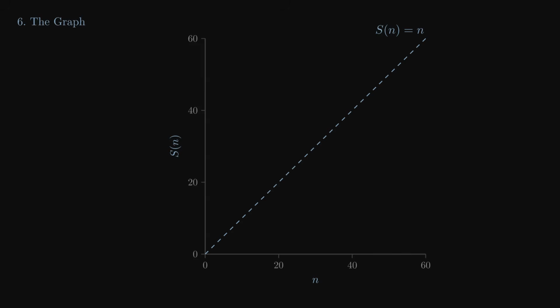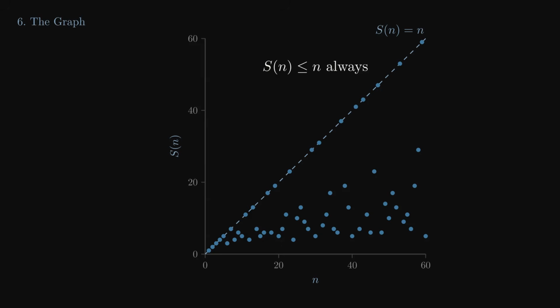Now let us draw the whole thing and look at its shape. Put the input along the bottom, from 1 up to 60, and the answer up the side on the same scale. Plot a point for every number. 2 things jump out. First, no point ever rises above the diagonal, because the answer is never larger than the number itself. Every number divides its own factorial, so its answer is at most its own size. The whole cloud lives on or below that diagonal line.